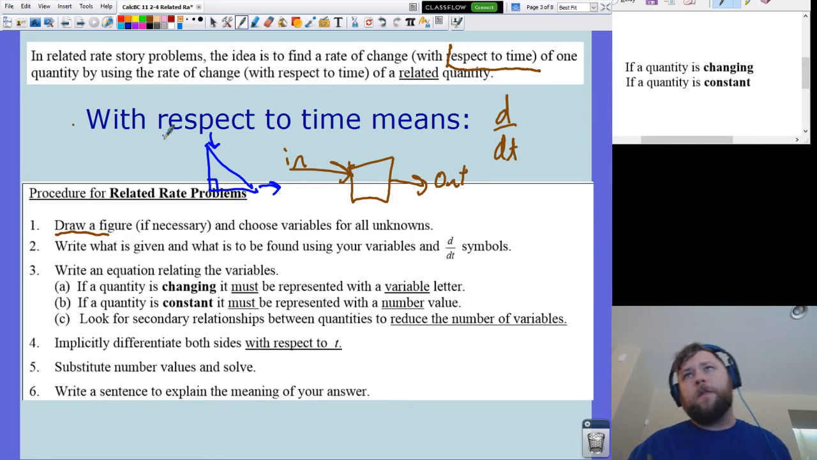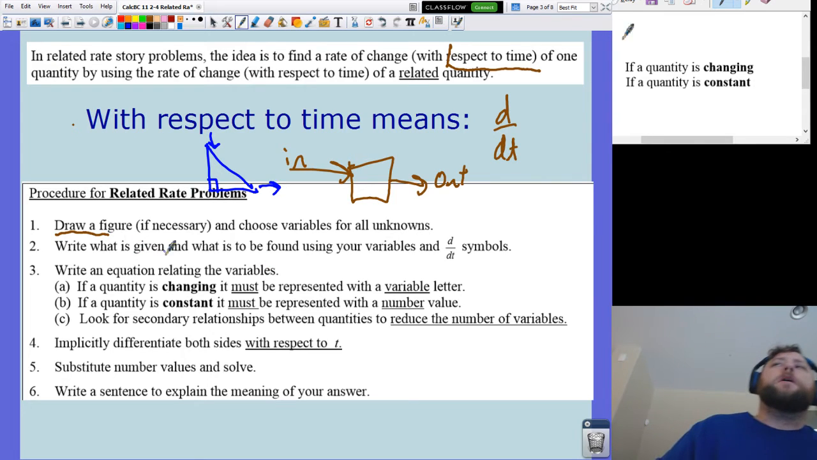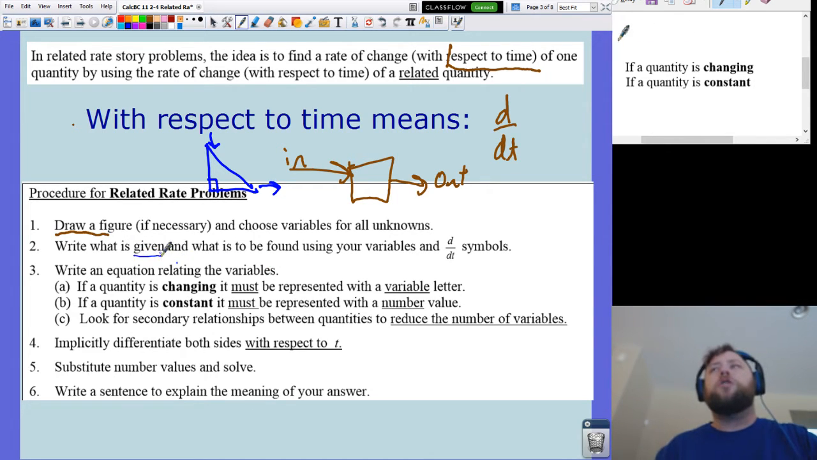It might help you. Write down your given information and what you're going to have to find. So what do you have to find? Maybe if you want to find the rate of change of radius with respect to time, write down dr/dt. It's a lot like reading and trying to understand what the problem is saying.